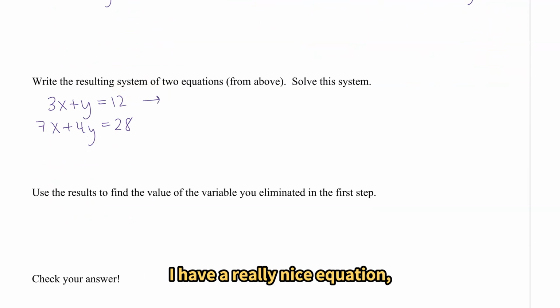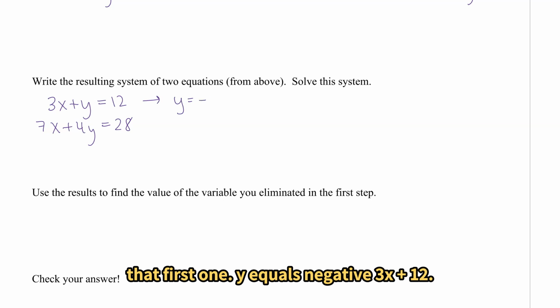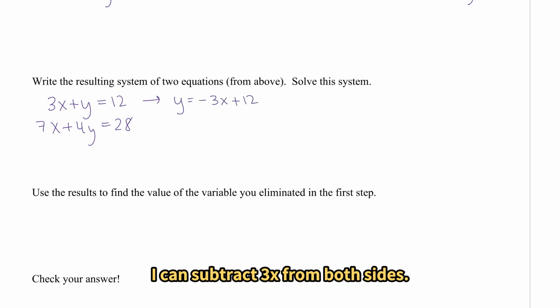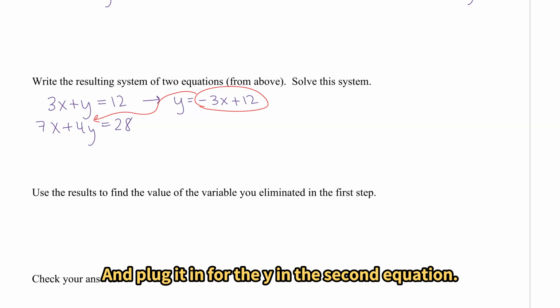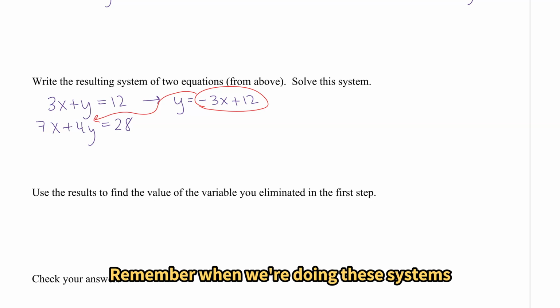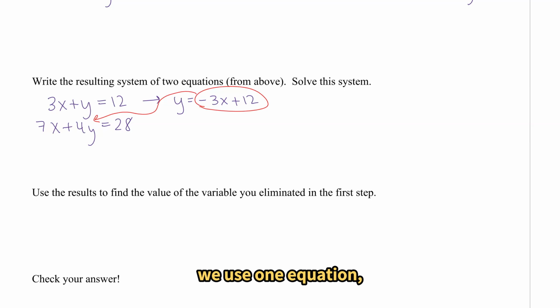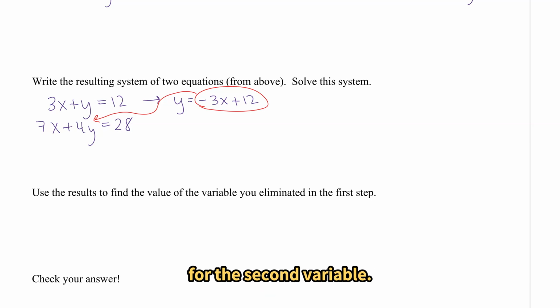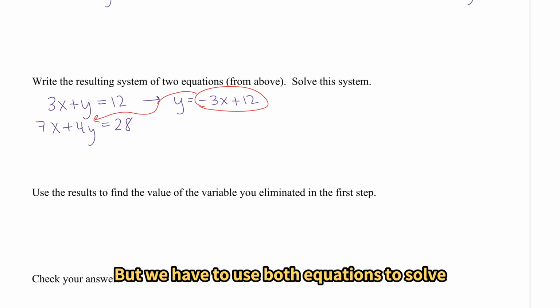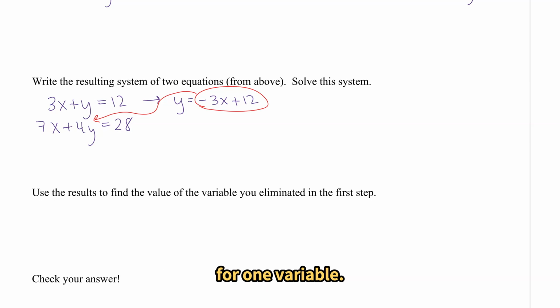I have a really nice equation, that first one. I can subtract 3x from both sides and solve for y. Y equals negative 3x plus 12. And then I'm going to take that expression and plug it in for the y in the second equation. Remember, when we're doing these systems, we use one equation, then we use the other equation and solve for one variable. Once we solve for one variable, then we can use any equation to solve for the second variable. But we have to use both equations to solve for one variable.